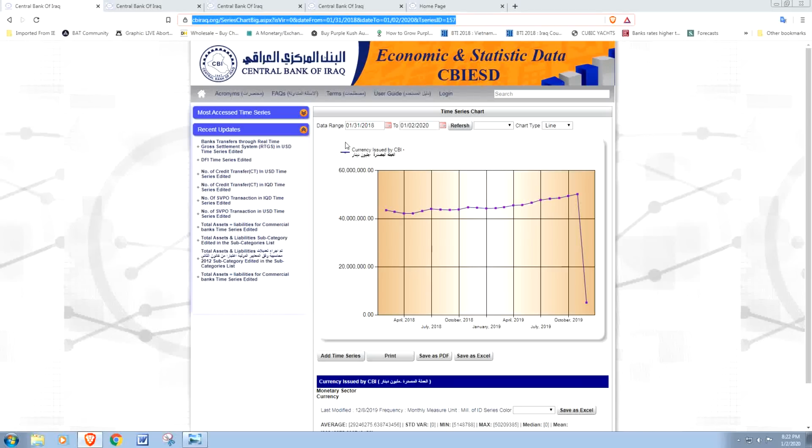Let me show you what I'm talking about. This is the currency issued by the CBI Bank. You can see as of right here in October, until something happened and it dropped down. But right here in October, you can see that there's 50 trillion actual dinars that were issued from the CBI Bank. All right, so there's 50 trillion dinars that were generated or issued by the Central Bank of Iraq.